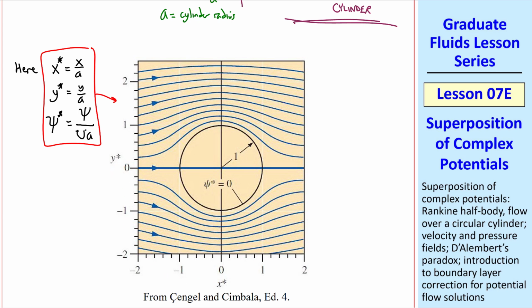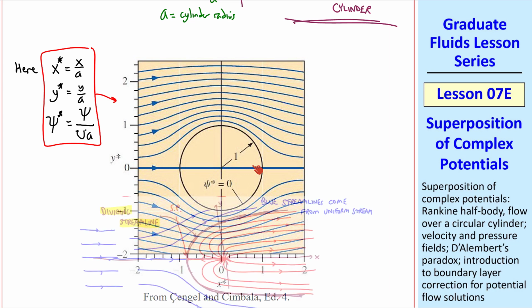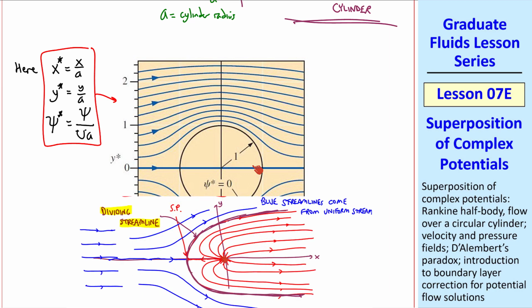I just want to mention that both the 2D Rankine body and this circular cylinder flow are two-dimensional. There's no change into the page. Imagine a cylinder of infinite length into the page. But we can have a three-dimensional analogy. If we have a spherical doublet at the origin, we end up with a sphere. And for the Rankine body, if we have a three-dimensional source, we end up with an axisymmetric Rankine half-body.